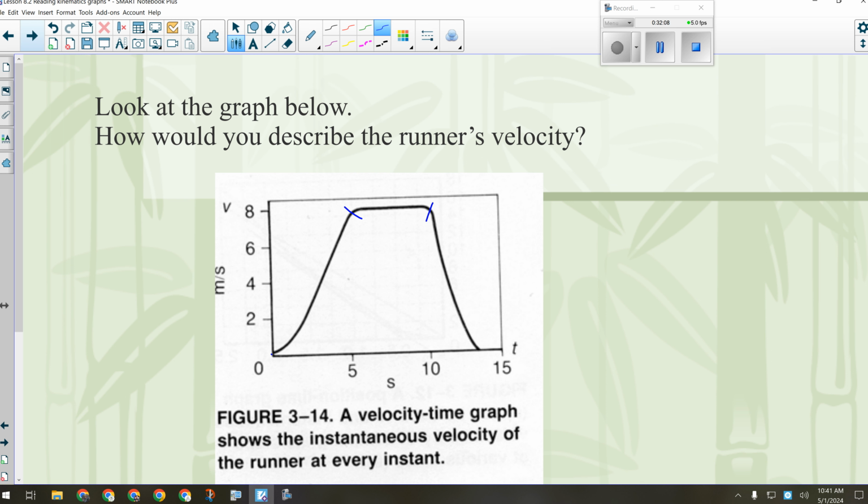Running at 8 meters per second. Okay, and then what are they doing here? Slowing down, and they actually stop, because that line goes down to 0. At the end of that, their velocity is 0, so they do stop at the end. And that's what you do in a race, right?